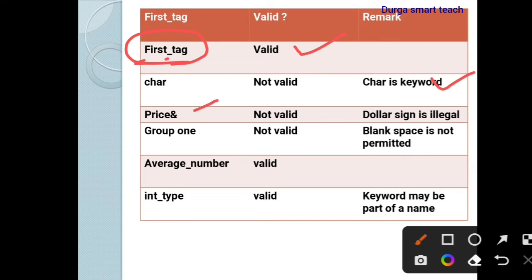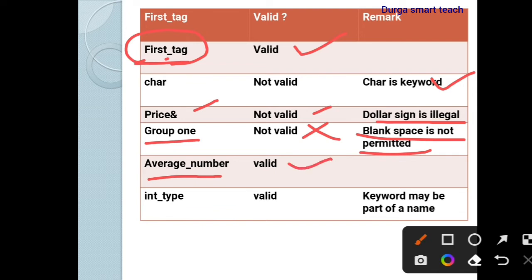Next, price$. It is also not valid because the $ sign is illegal. Variable names can have digits, alphabets and underscore. Special symbols are not allowed while naming a variable, so the $ sign is illegal. Group 1: it is also invalid because blank spaces are not permitted. Okay. Average_number: it is valid.